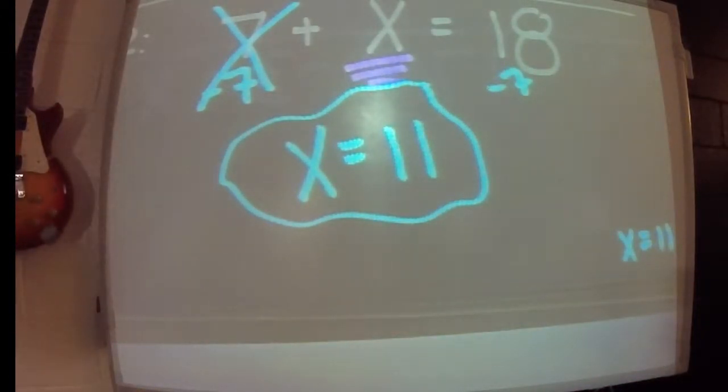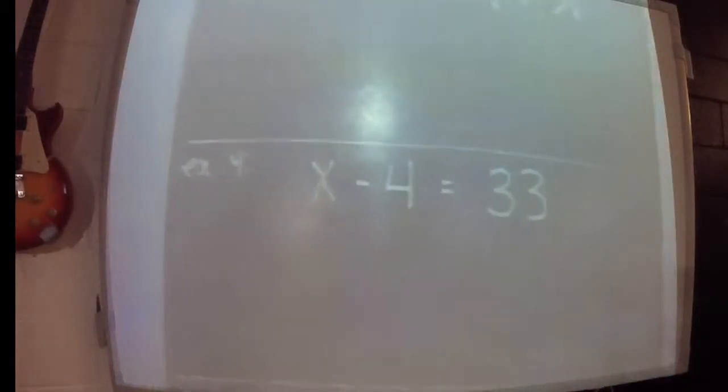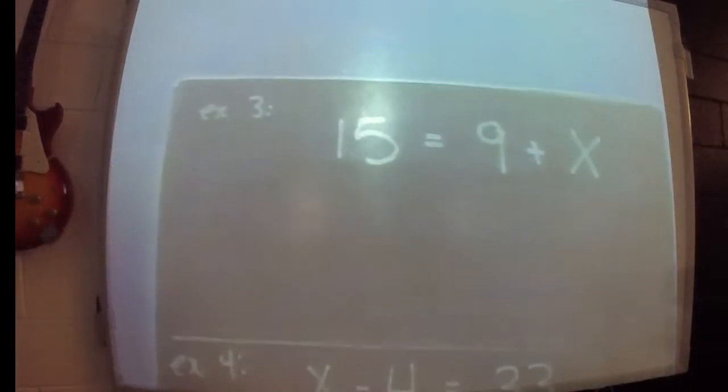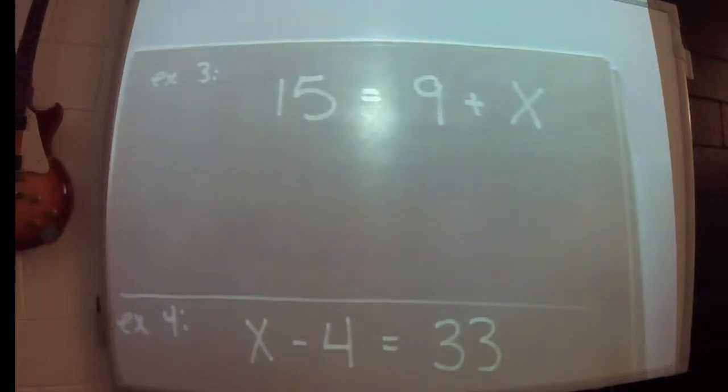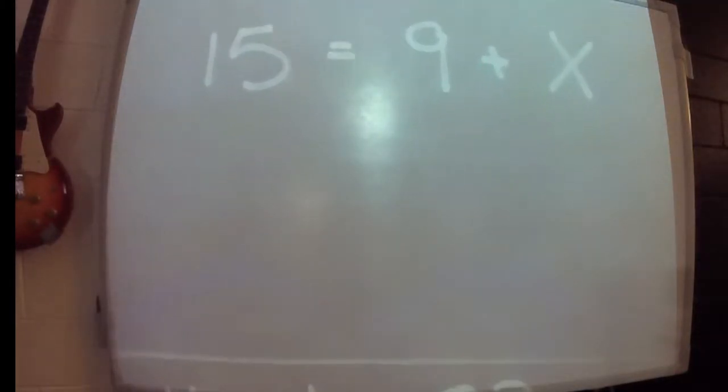These are really simple one-step equations. If you'll just do one thing right, you can figure out what x is. All right, example number 3. This time, where is the x located? On the right side. Yeah, it's located on the right side. So give it a little underline.